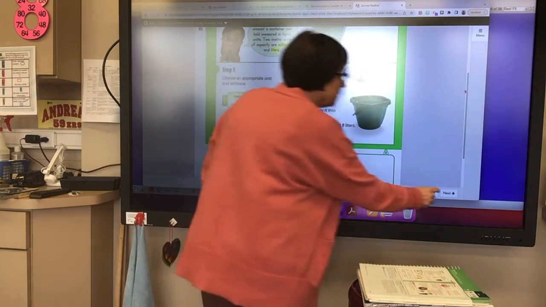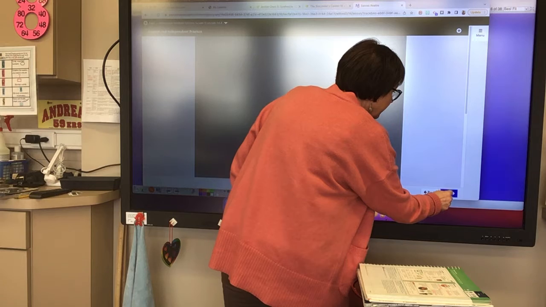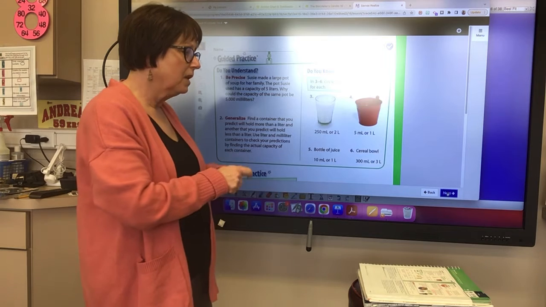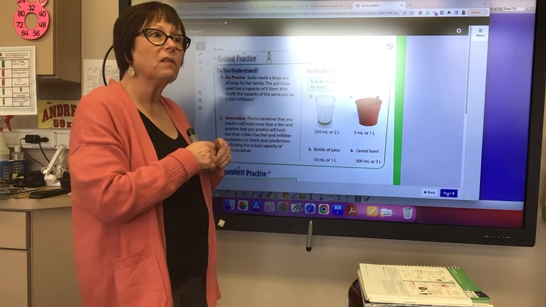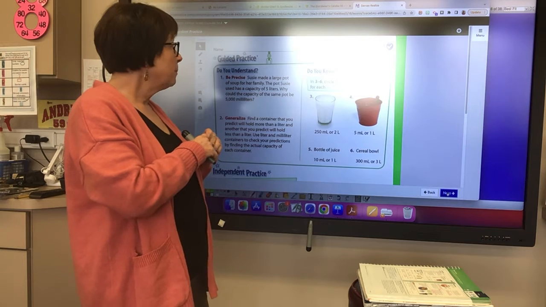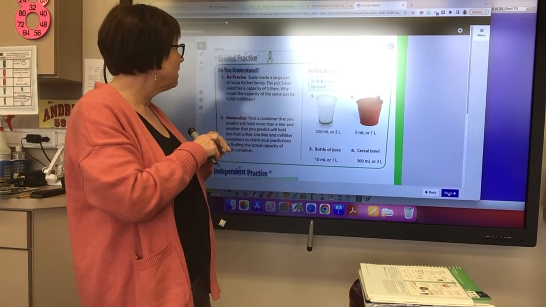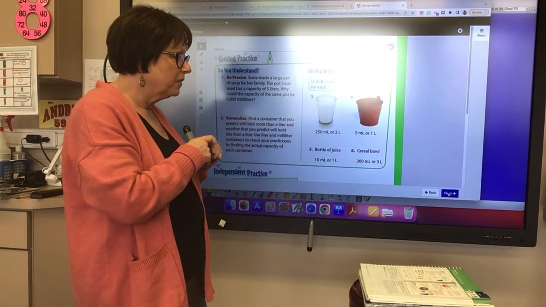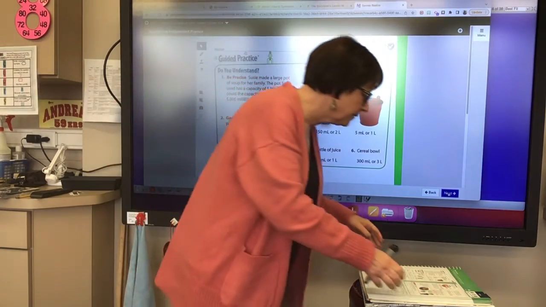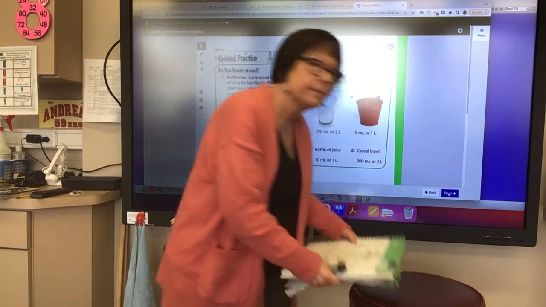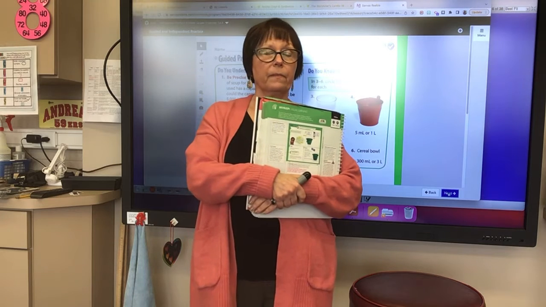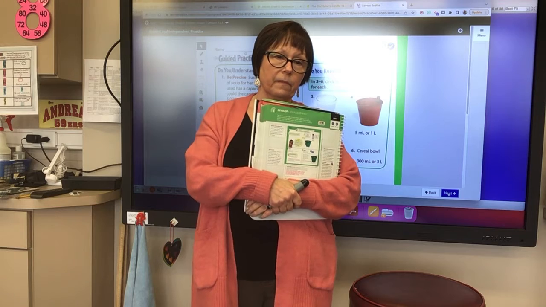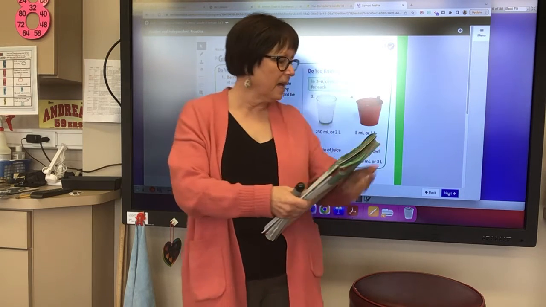So let's go to our page right here. So let's talk about Susie. Susie made a large pot of soup for her family. The pot Susie used has a capacity of 5 liters. Why could the capacity of the same pot be 5,000 milliliters? Can it be that? Yes, it can, because 1,000 milliliters equals 1 liter. Yes, you're right, it can be.